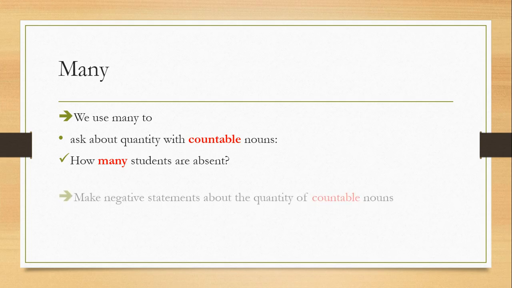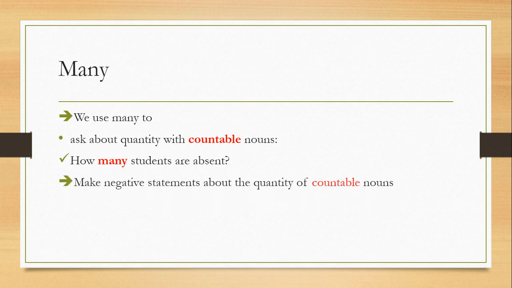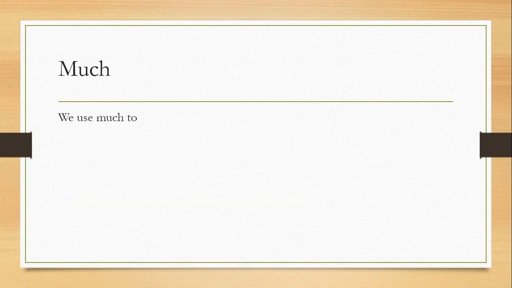Again, we use many to make negative statements about the quantity of countable nouns. For example, there aren't many tigers left in the world. And we can use it in positive statements. For example, we may say there are many tigers in Africa. Okay, then we continue with much.